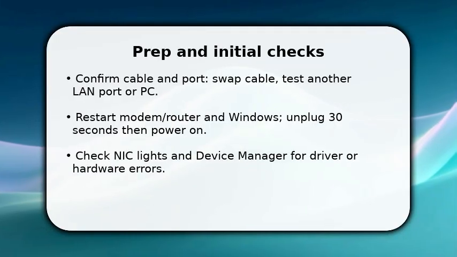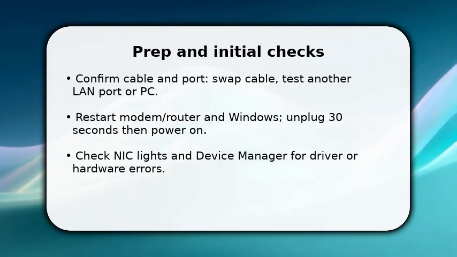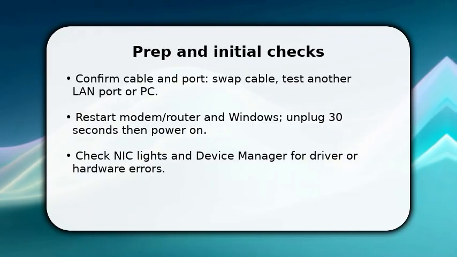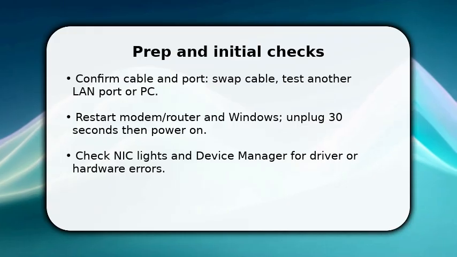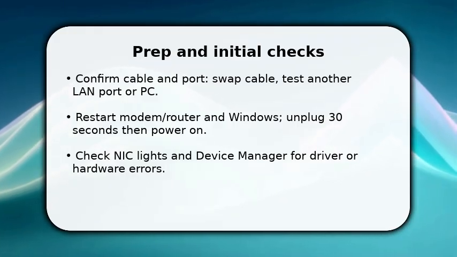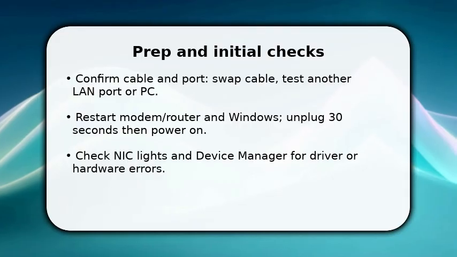You start by verifying hardware so you don't chase ghosts. Check the Ethernet cable and try a different LAN port or device to isolate the fault. Once done, restart the router and your PC. A power cycle clears many link negotiation glitches.